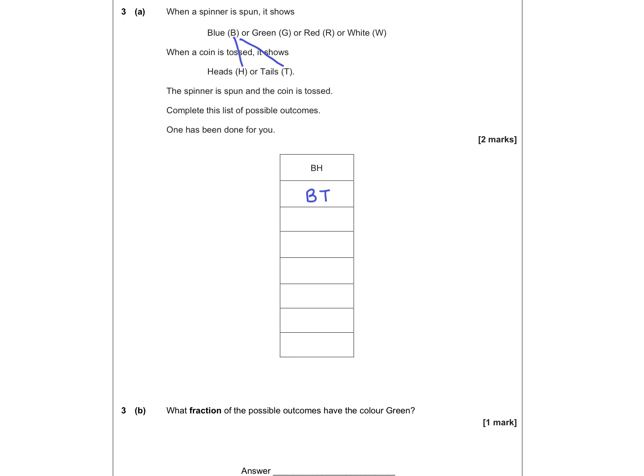Then they're going to move over to green, and I'm going to keep this order, and I'm going to go green H and green tails. So G, H, and G, T. Then we have red, and I'm going to go with red heads and red tails. And then lastly, white, so white heads and white tails. I think it's easier if you find a pattern there, but that's just a personal preference for me.